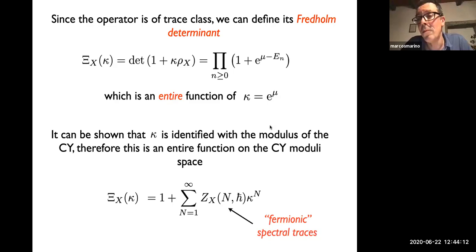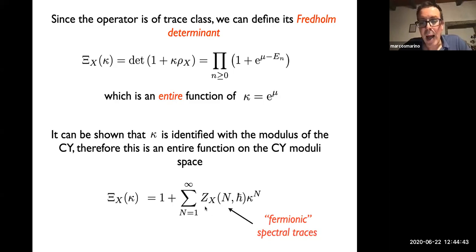Remember that I'm focusing on Calabi-Yau with one single modulus. So this object here gives you for free an entire function on the Calabi-Yau moduli space. So this function is really an entire function. It has no singularities. It's completely analytic everywhere on the moduli space. Finally, the final ingredient that we'll need is that this Fredholm determinant, since it's an analytic function, has a Taylor expansion around the origin, around kappa equals zero.